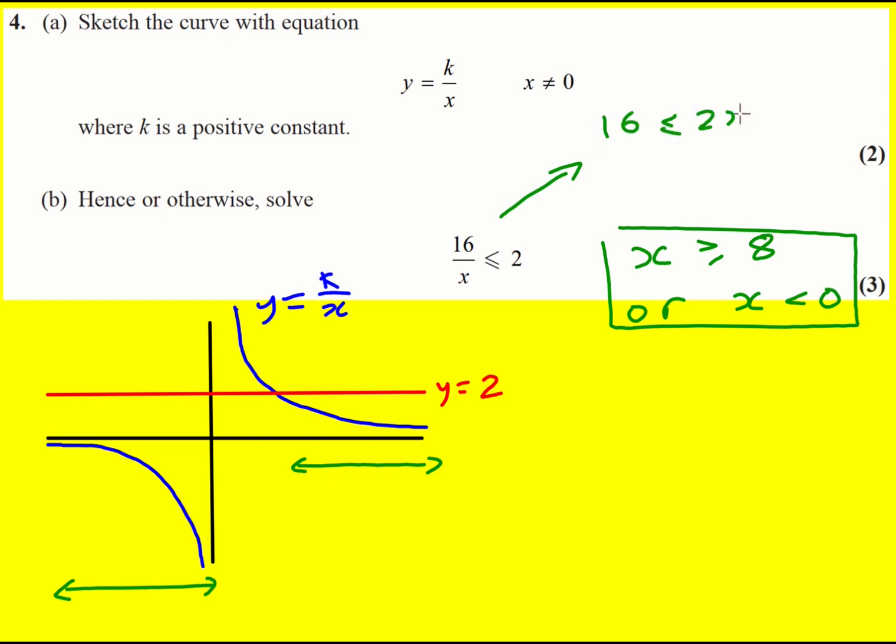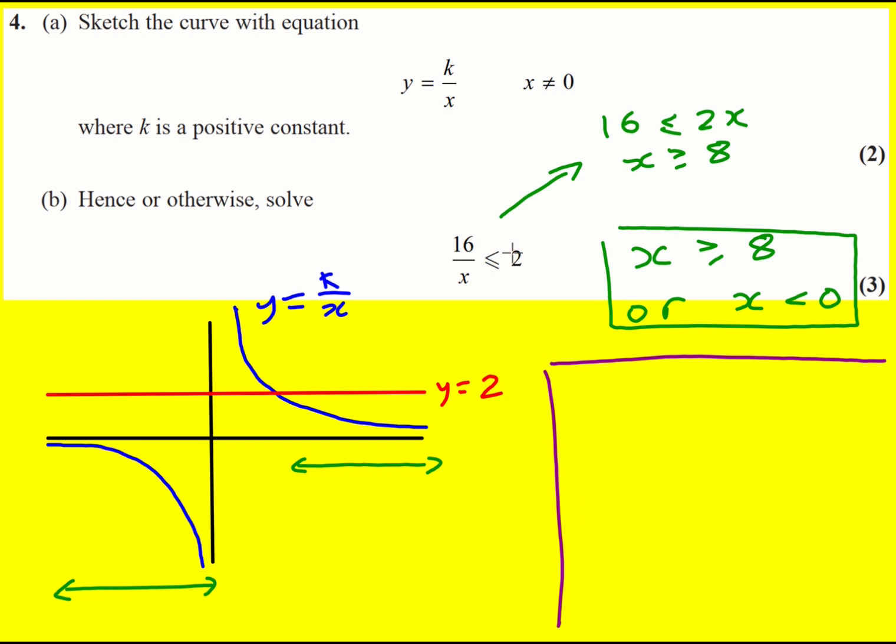And I've just used the graph to get that. Just to say again, I've done 16 less than or equal to 2x, and then x greater or equal to 8. The problem is I've missed something, because you can't just start timesing by x when you have inequalities, technically speaking, because if x was negative, it would swap around. So if we weren't even given the graph here, here's a way to do it.